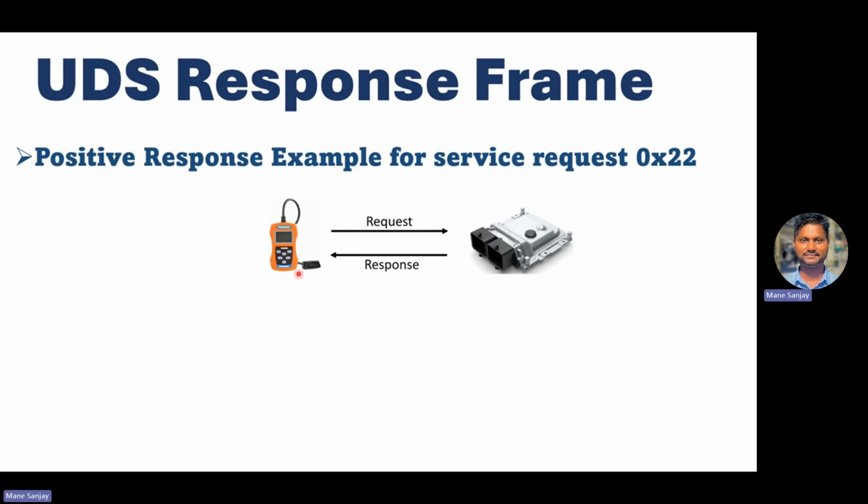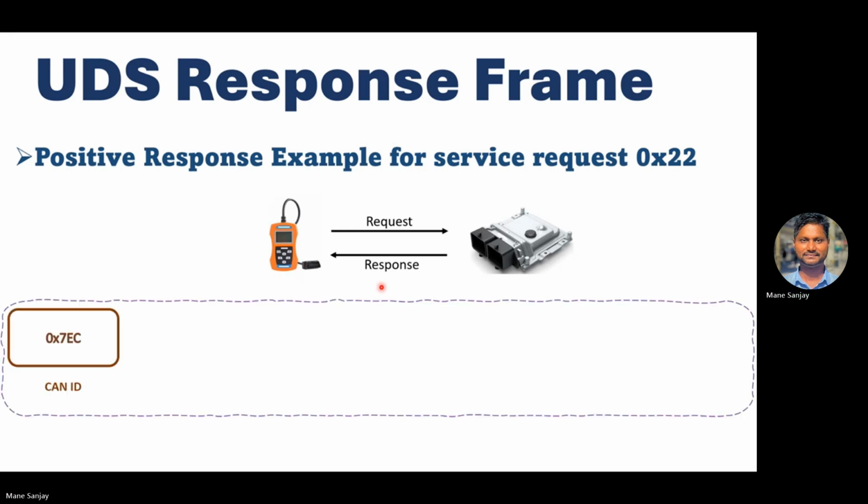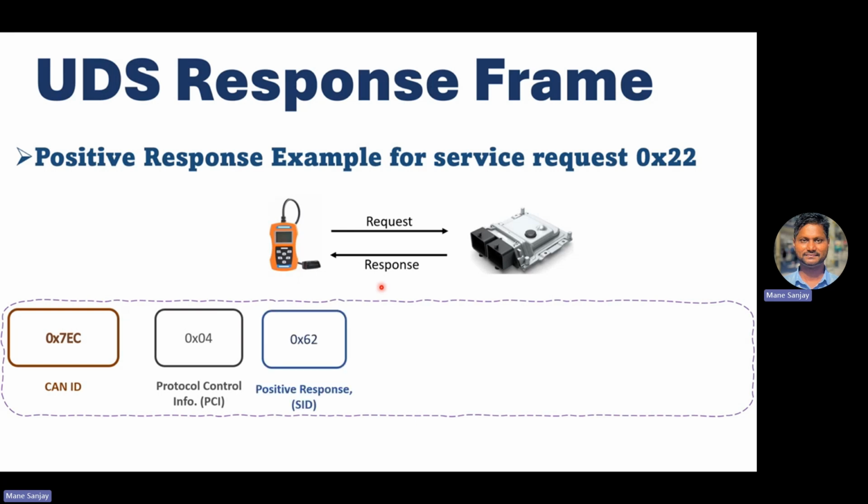So this is how testers send the request and you get the response. Okay, so just an example, I have taken one identifier to make you aware. Let's say this is not standard, but just an example. So you start with the protocol information, the PCI field. Assume that you are getting the positive response. Then you got the positive response 62, I mean, the 40 is added to the 22 service.